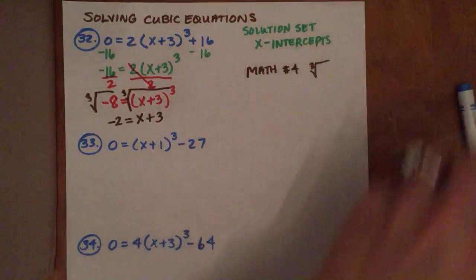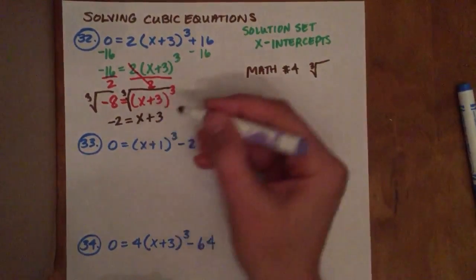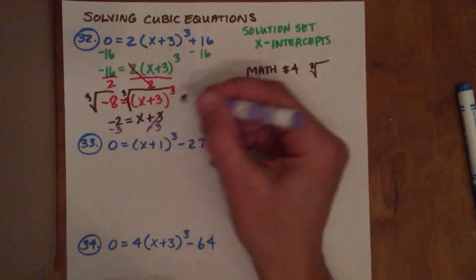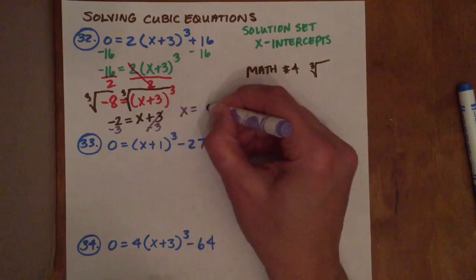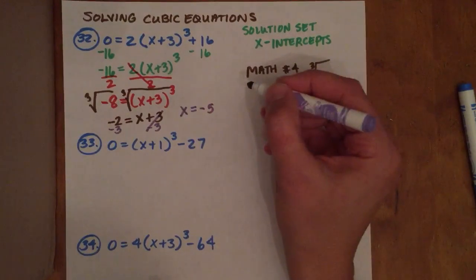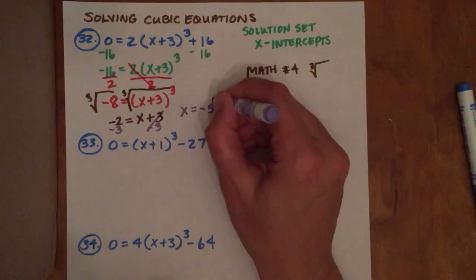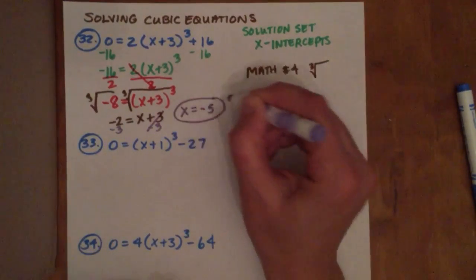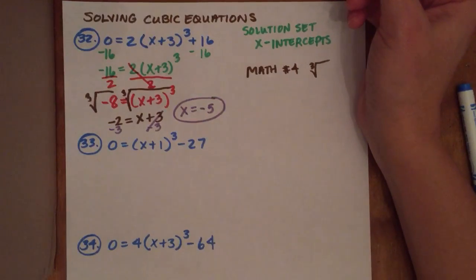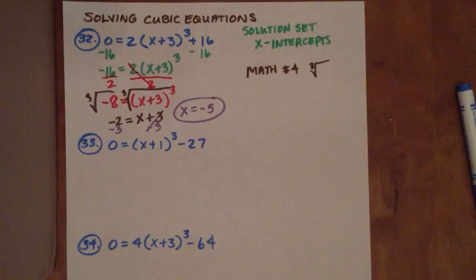So my last step is I'm going to solve for x. So I'm going to move that 3 over, minus 3. So x equals negative 5. So that is going to be our x-intercept. X equals negative 5. Now let's look at the next one.